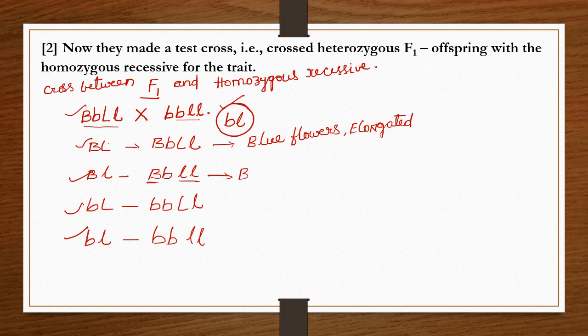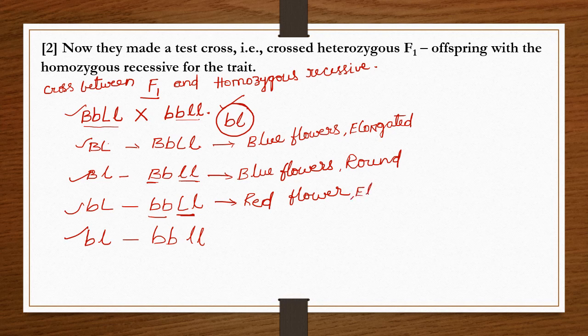So blue flowers and round pollen grains. And in the third, small b indicates it is a recessive red flower, and here capital L is dominant, so that's why elongated pollen grains.